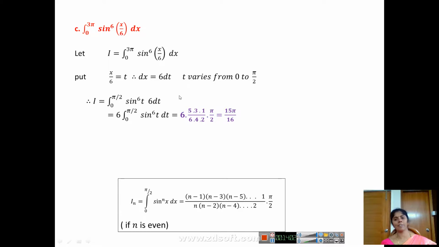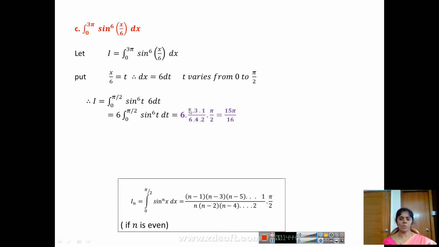Here I have used a property of definite integrals, that any integral of the form integral from a to b of f of x dx can be written as the integral from a to b of f of t dt. Similarly, 6 is a constant, so we have 6 times the integral from 0 to pi by 2 of sine to the power 6 of t dt, for which we can again use the formula. Here I have given the formula: if n is even, at the end we use pi by 2. So here n is 6.